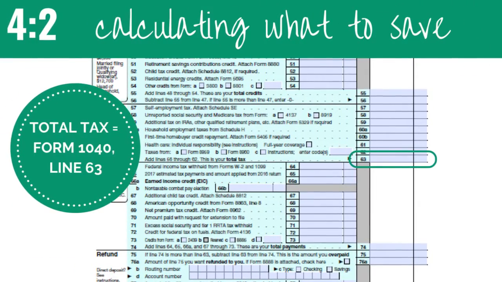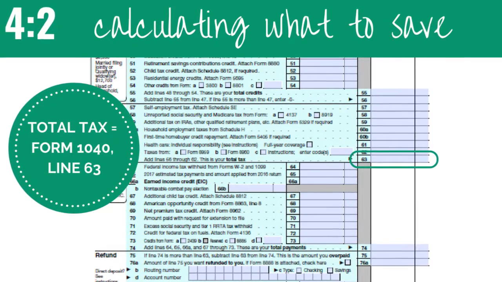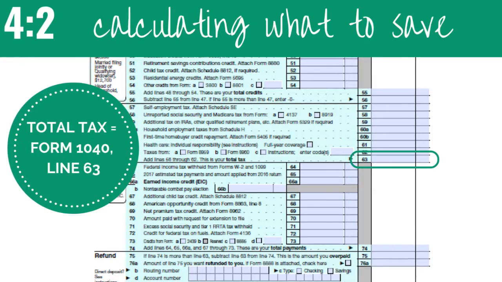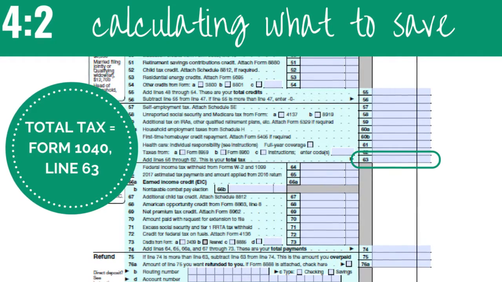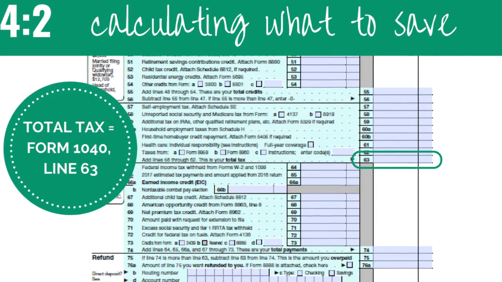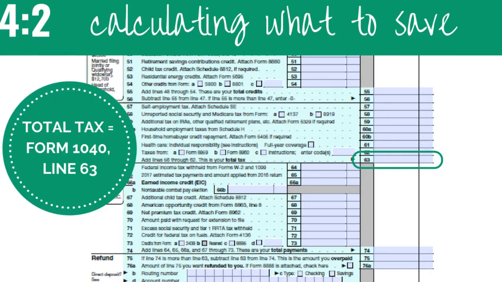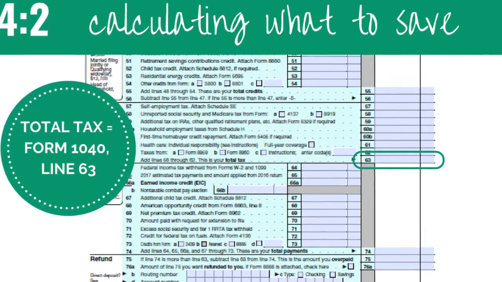So the first number you're going to need to find to help you calculate the effective tax rate is the total tax from your most recent tax return, which is probably 2017. So this can be found on page 2 of Form 1040 on line 63. So check out last year's tax return, look at page 2, line 63, and write down that number.